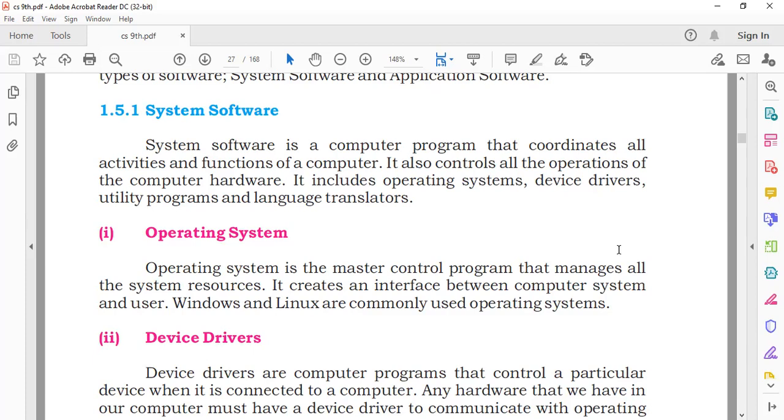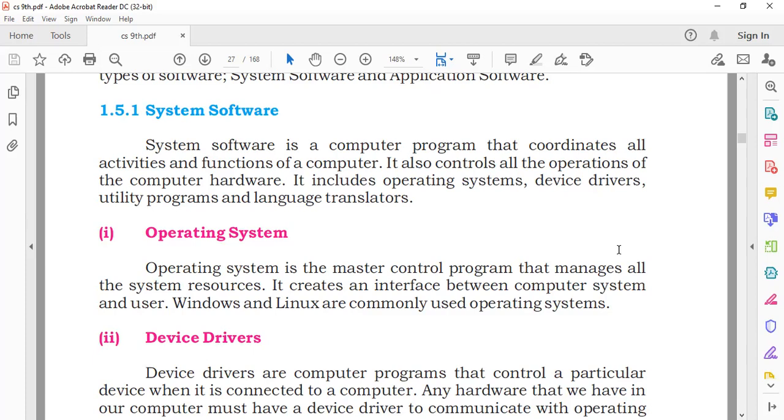It creates an interface between your computer system and the user. There are two parties: one is the system which you are using, and the other is the person, the user, who is giving the instructions.